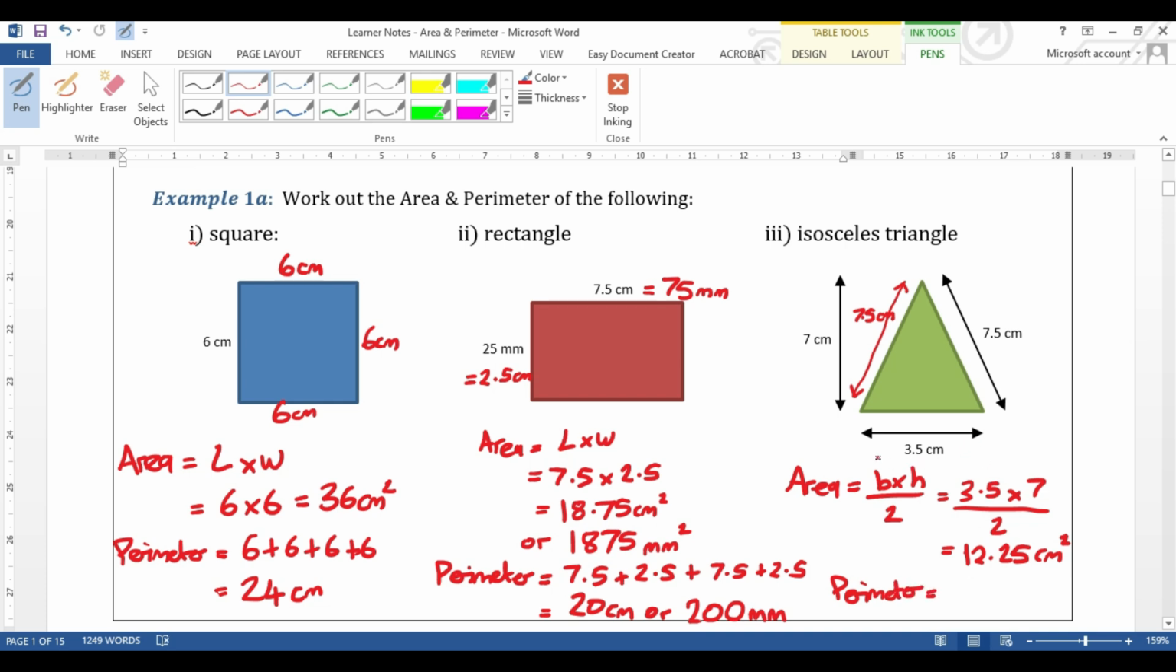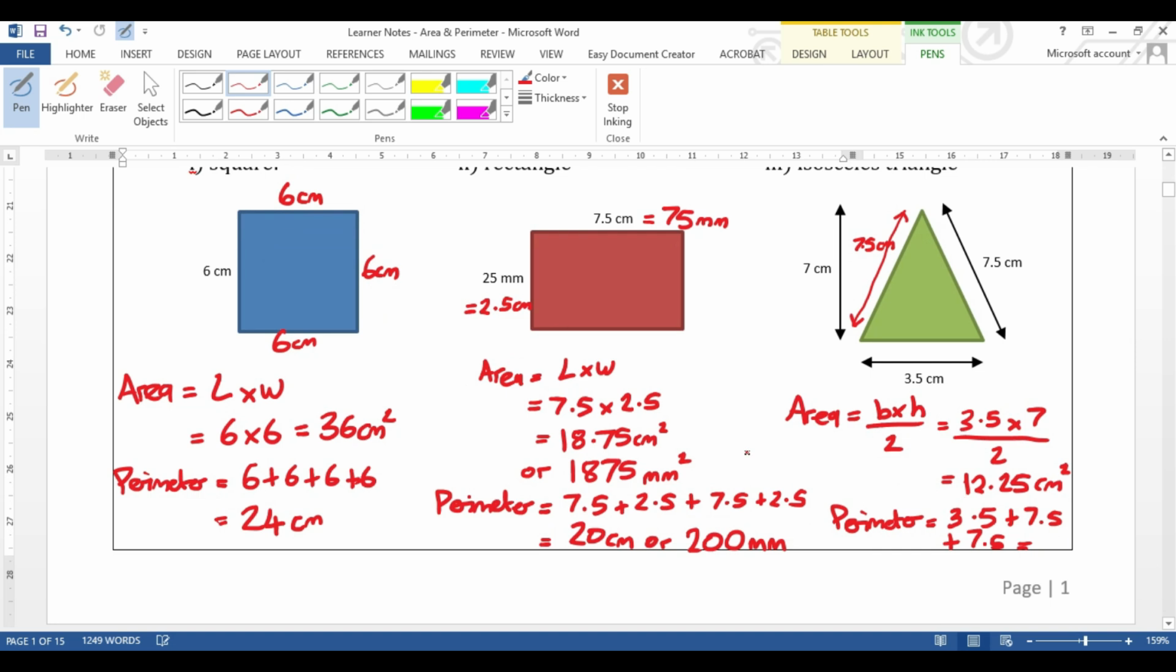For the perimeter, again, just be careful. Remember we said perimeter is where you add up all the sides. So you're going to have to add 3.5 plus 7.5 for that side there, plus 7.5 for the other side. In this case, we're not using the 7 centimeters, the vertical height, we're not including that at all. It's just the 3.5 plus 7.5 plus 7.5, which gives us a total of 18.5. Let me just move the screen down a little bit. 18.5 centimeters.